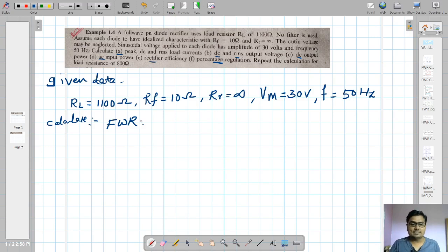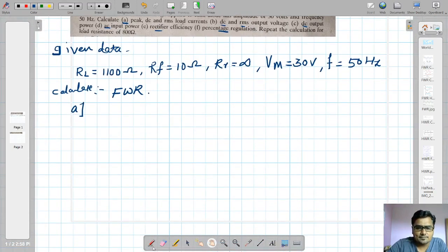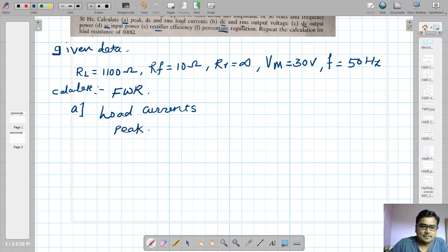Okay. So let us start with the first one, number A. So let me write number A. What do they want in number A? They want peak, DC and RMS load current. It means it is related to load currents. So the first current is peak current. I'll write peak current.